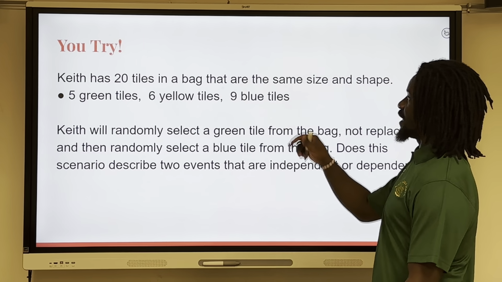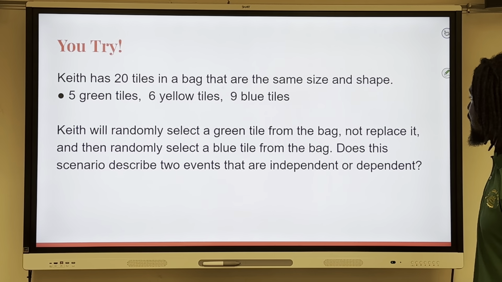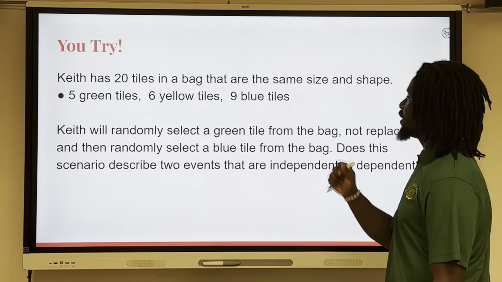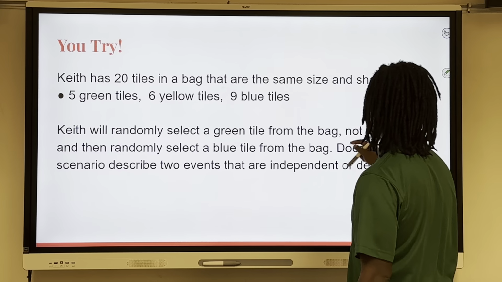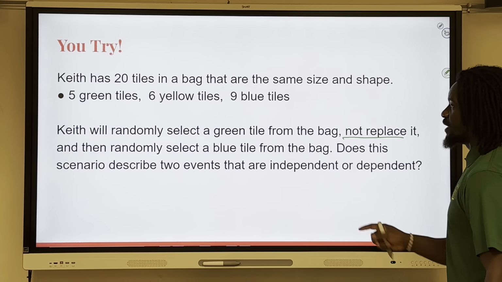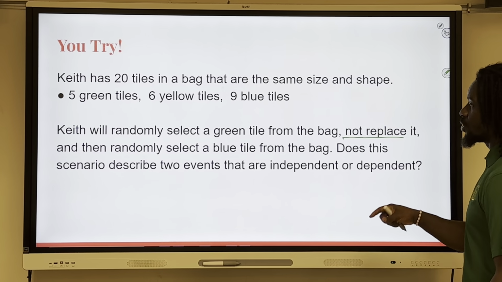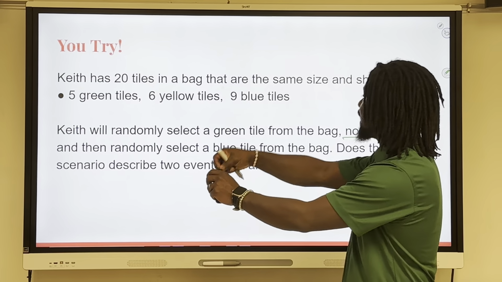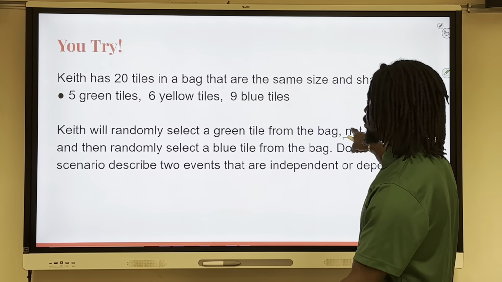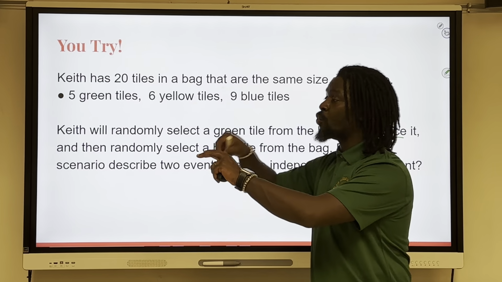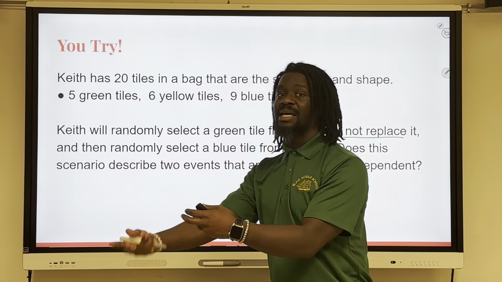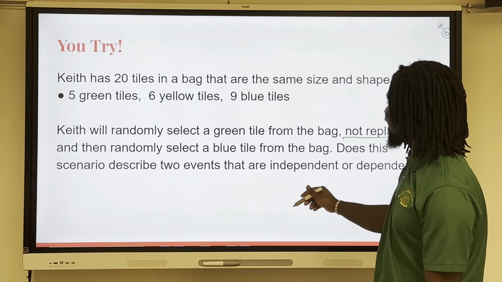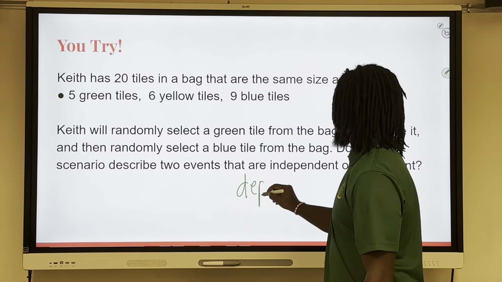And then lastly, Keith has 20 towels in his bag that are the same size and shape. He has 5 green towels, 6 yellow towels, 9 blue towels. Keith will randomly select a green one from the bag and not replace it. Then he randomly selects a blue one from the bag. Are these 2 dependent or not? Once he takes out a green marble, he took 1 green marble out. Now the next time he goes to get another marble, there's going to be fewer marbles because he did not put it back. This is a dependent event.